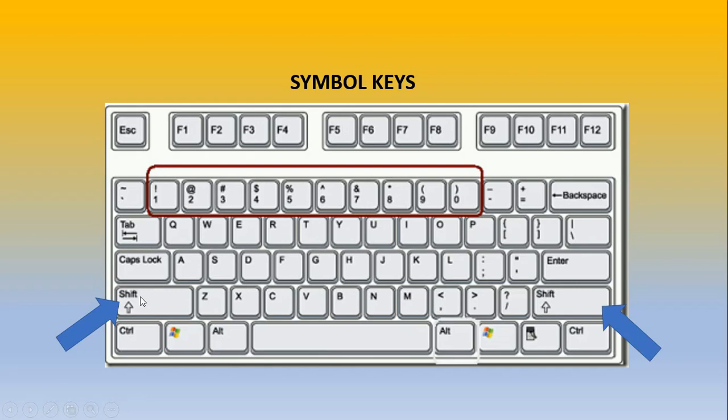Hash will be printed. Press shift key and 4. Dollar will be printed. Press shift key and 5. Percentage will be printed. Press shift key and 7. Ampersand will be printed. Press shift key and 8. Star will be printed. So for printing these symbols, you have to press shift key along with the key on which this symbol is written.